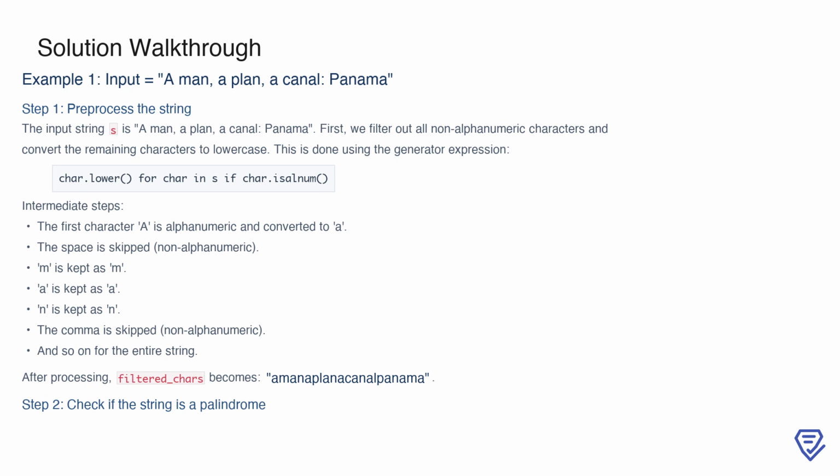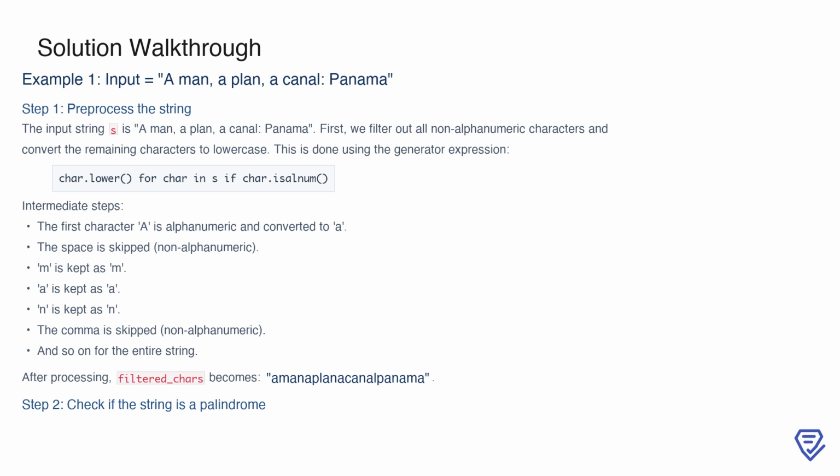To begin solving the problem, we start by pre-processing the input string. For the first example, the input is "A man, a plan, a canal, Panama." The goal of pre-processing is to remove all non-alphanumeric characters and convert the remaining characters to lowercase. This can be efficiently handled using the generator expression shown here, which iterates through each character, keeping only alphanumeric ones and transforming them to lowercase.